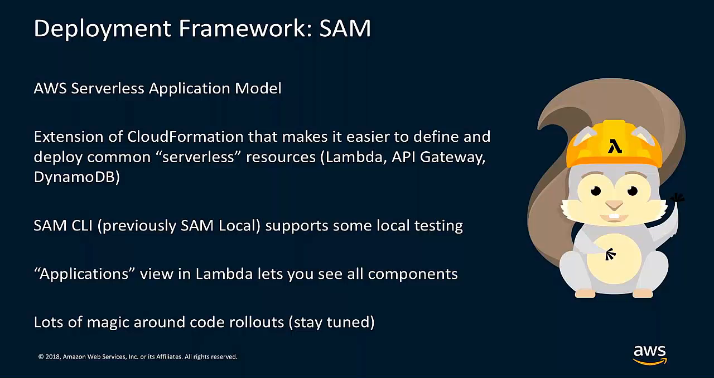So things like Lambda, API Gateway, DynamoDB, config for those is going to be more minimal, easier to read in SAM. But really, I think it'd be a mistake to focus on SAM just as an extension of CloudFormation. And that's because there's a lot more to it than just the templating piece. There's a CLI for SAM now, SAM CLI. You may know it by its previous name, SAM Local, which does support some amount of local testing scenarios. A lot of magic around code rollouts.